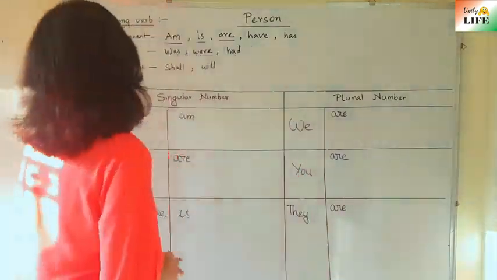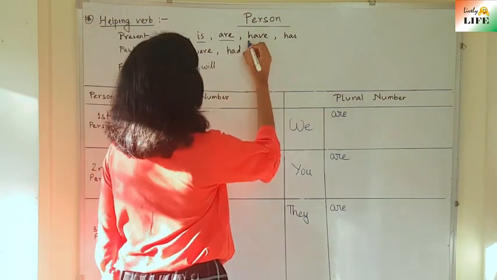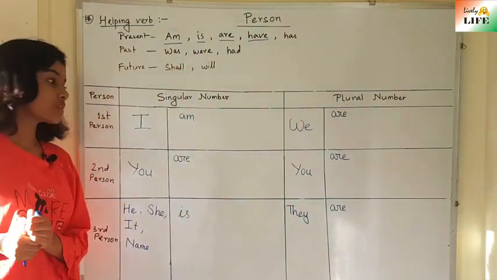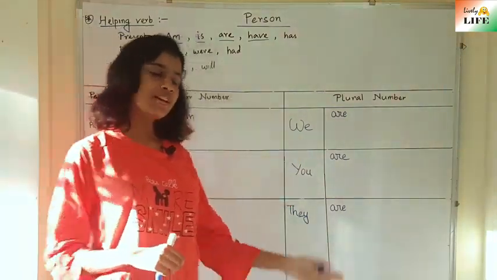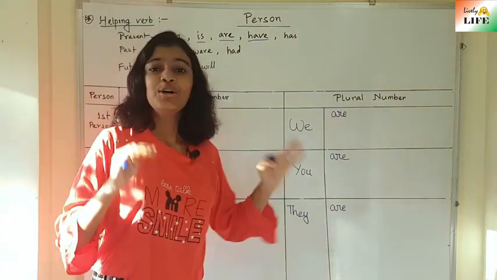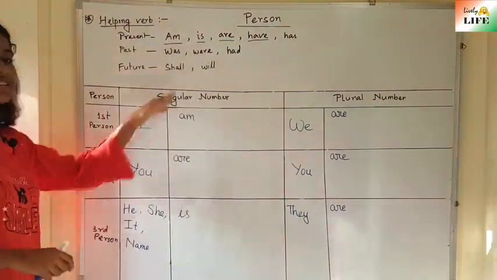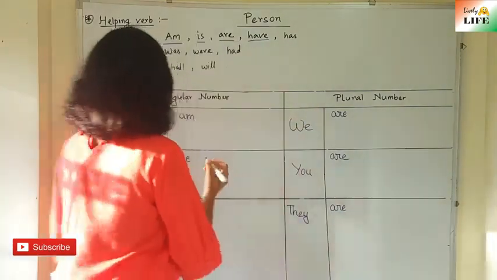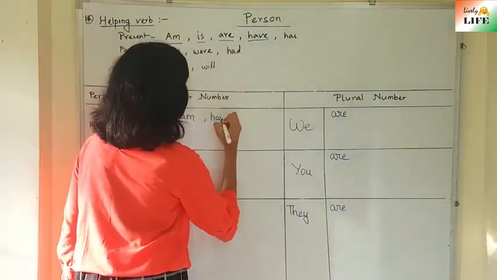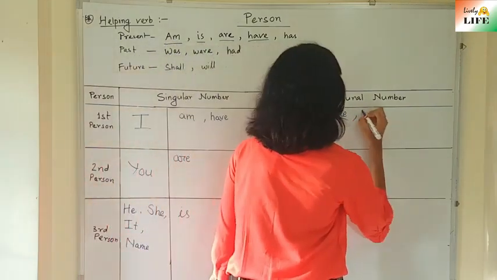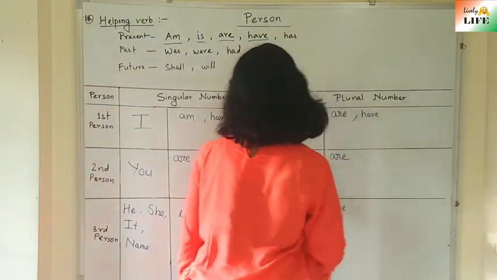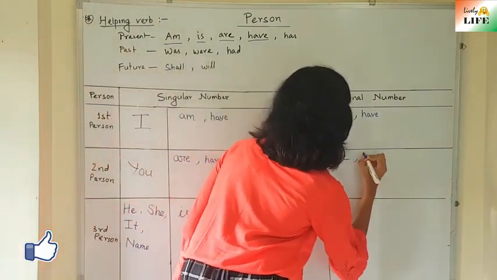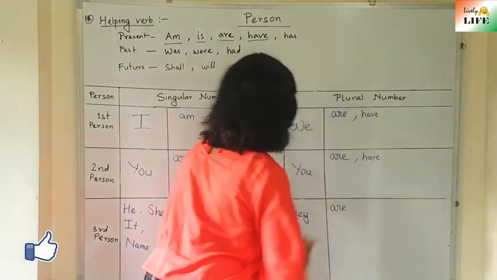Okay. Now, have. Where do we use have? We use have after I, we, you, and they. So basically, except third person singular number, after everything we are going to use have. I have. We have. You have. And they have.